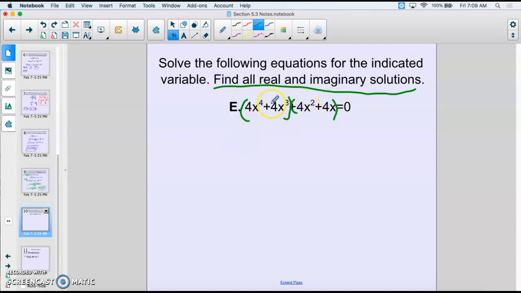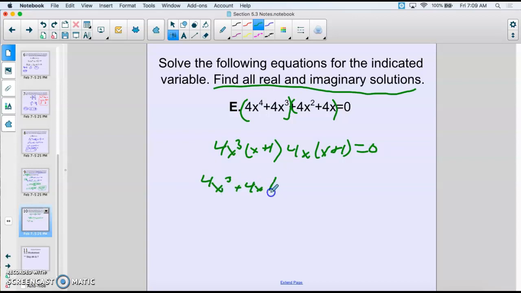Okay. What can I take out of the first piece? I can take out a 4x cubed. And we're left with x plus 1. What can I take out of this piece? I can take out a 4x, and I'm also left with x plus 1. Okay. So right now I have 4x cubed plus 4x, and then x plus 1. And that equals 0. Now I can do a little bit more with here. The x plus 1, I know I'm done with that. That just gets to hang out now.